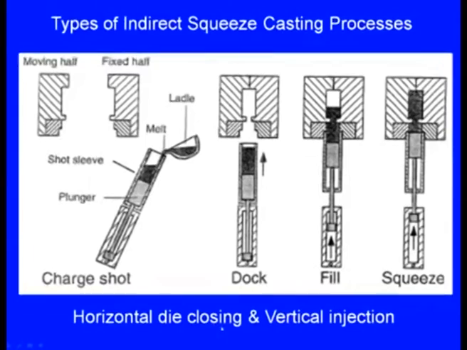Next one, horizontal die closing and vertical injection. Here we can see this is one die and this is the other die, and they will be closing horizontally.